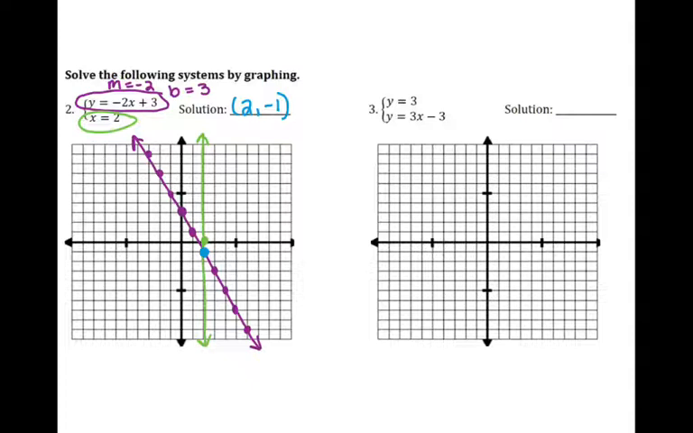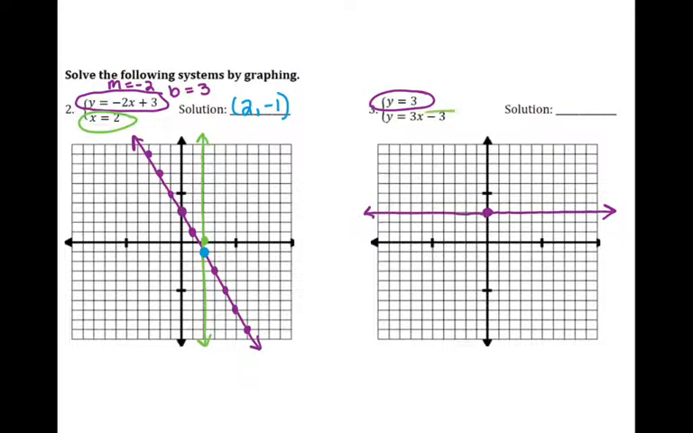I'm going to do the same thing for number 3. Y equals 3 means I'm going to go to 3 on my y-axis. Y equals a number is going to be a horizontal line, so I can go ahead and draw my horizontal line.